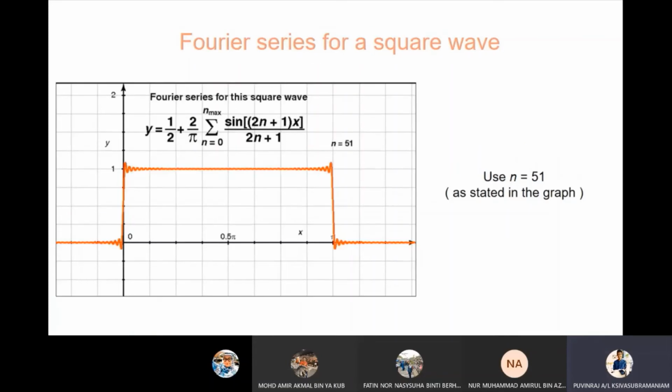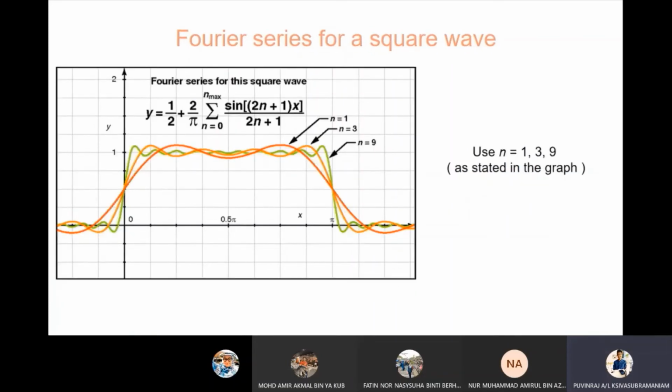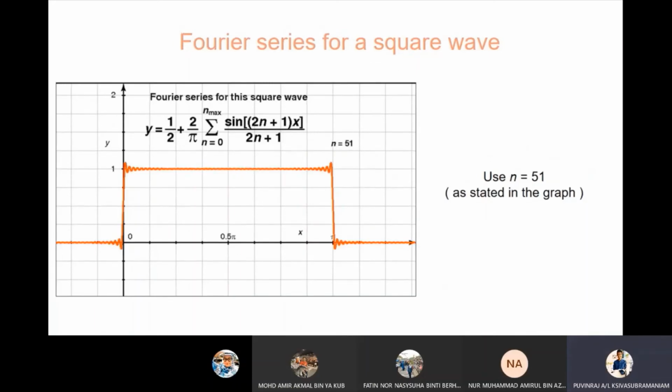Next, Fourier series for a square wave. Substitute n equals 1, 3 or 9 into the equation given to obtain the answer. Next, substitute n equals 51 into the equation to obtain the answer.